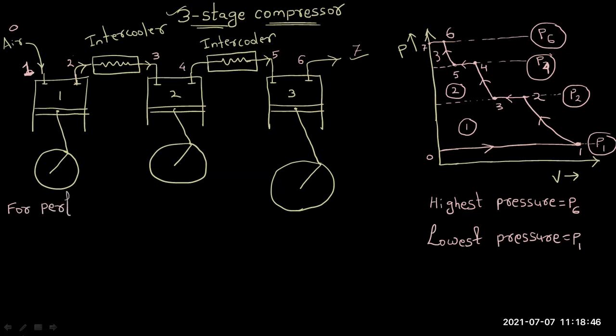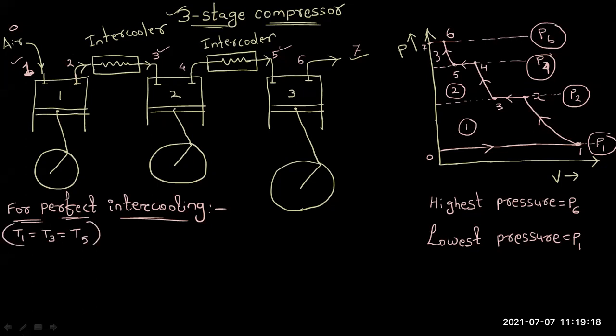perfect intercooling. Okay. For perfect intercooling, what will happen? This T3, the entrance temperature, should be equal to T1 temperature, and this T5 temperature should be equal to T1 temperature. So T1 is equal to T3 is equal to T5.